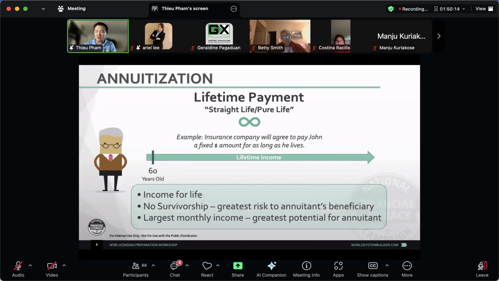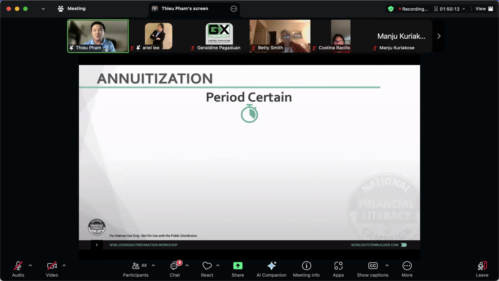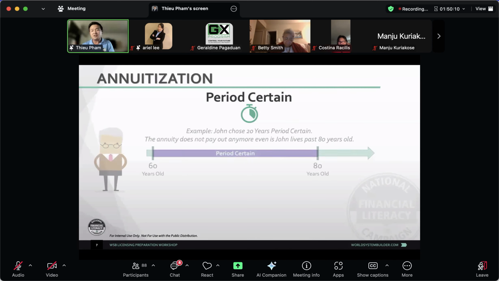Remember, there are four types we just talked about. Okay. And then when you select the period certain. So on a test, they will ask about these different types. They usually ask which type will give you the most income, which type will give you the least income. And in the answer, on the test, they'll tell you to pick an option. Okay, so period certain here. For example, John chose a 20-year period certain when they did the contract to withdraw the money.